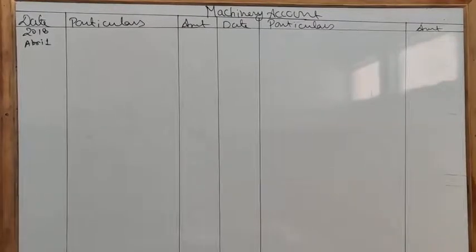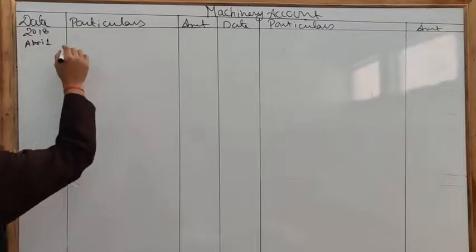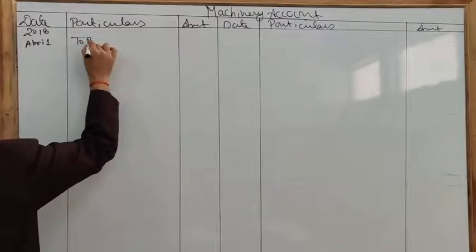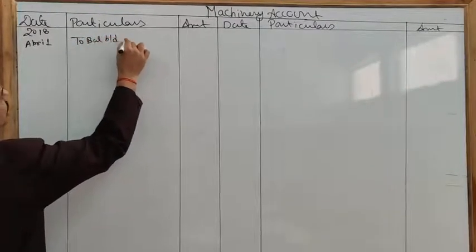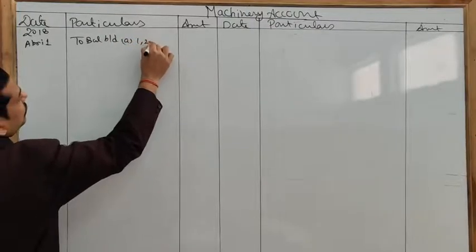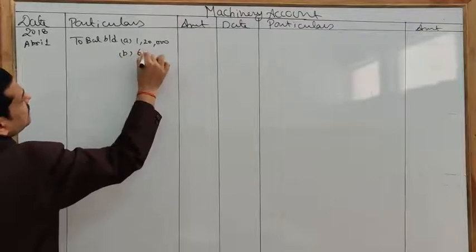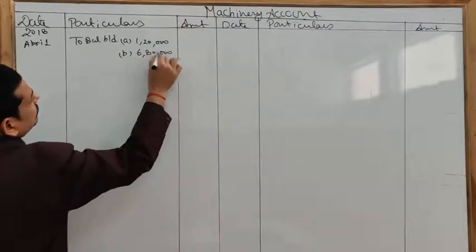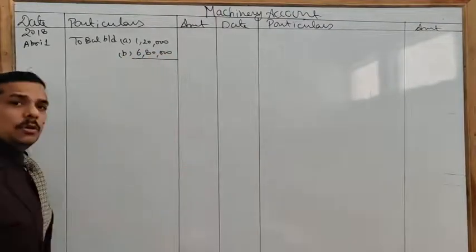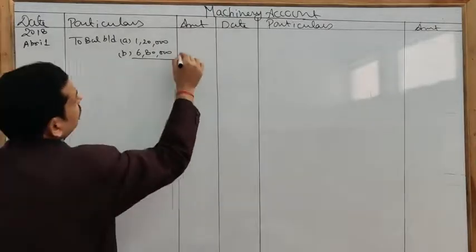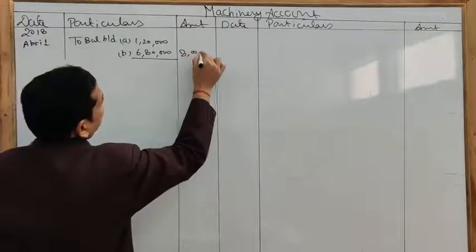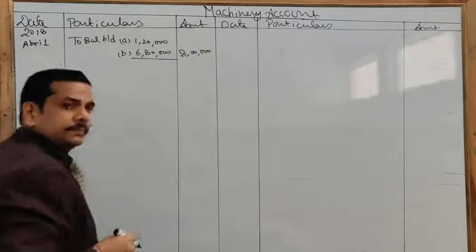Clear? So on the left hand side we will write To Balance b/d. A machinery which is going to be sold, 1,20,000, and B machinery, that is 6,80,000. As we don't know what other machines are included in it, we are going to write this only. Total is 8 lakh. Clear?